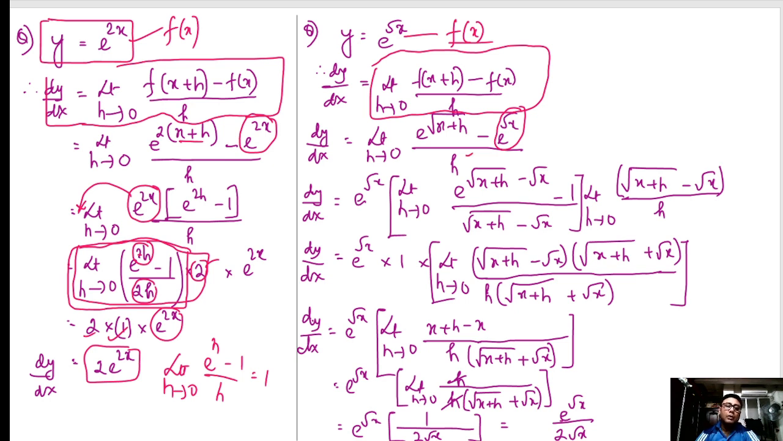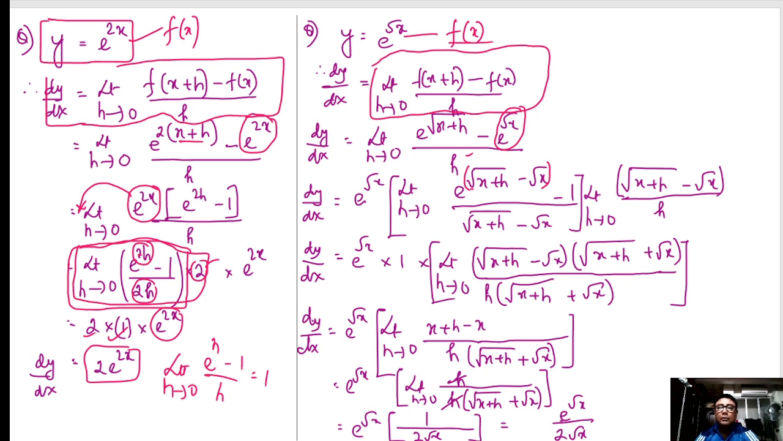Now what we have to do here is, please watch one thing, in order to take e to the power root x common outside, this power has to be made e to the power (root of x plus h minus root x), because if I multiply with e to the power root x, it will give me e to the power root x plus h. Okay, because e to the power root x is common, minus 1.